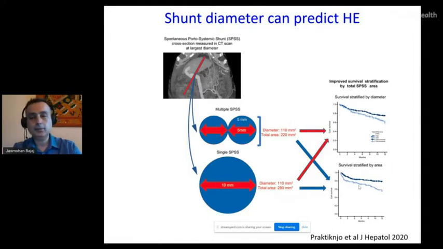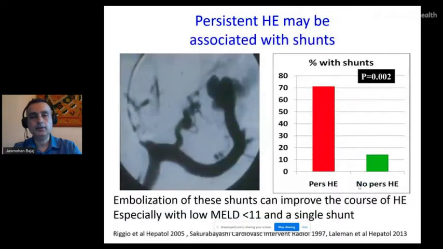So how can this be a problem? This can be a problem in patients who are not recovering. You give them everything. You give them lactulose, you correct their precipitating factors, or you don't find a precipitating factor. Then you do cross-sectional imaging, and you find they have shunts. You can actually embolize these shunts and improve the course of encephalopathy.